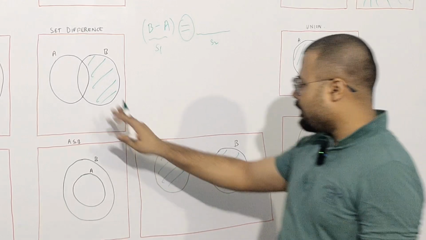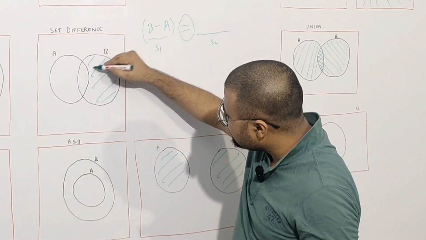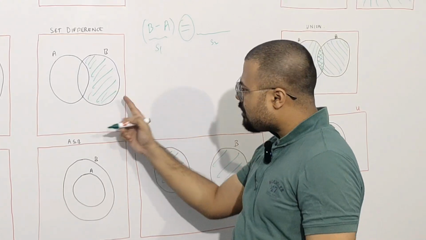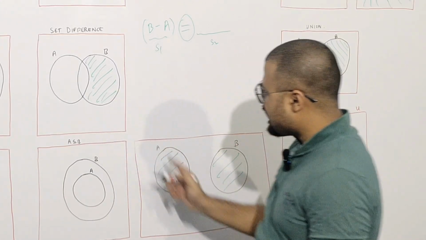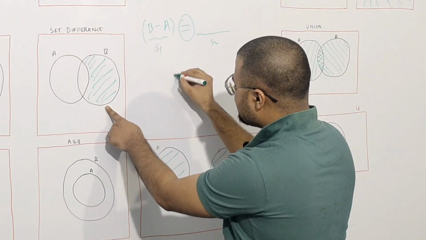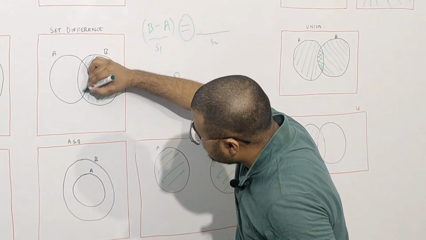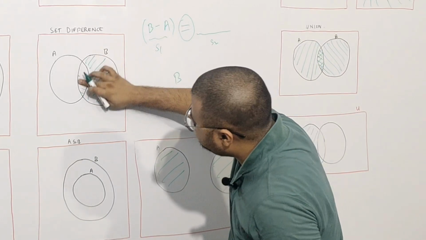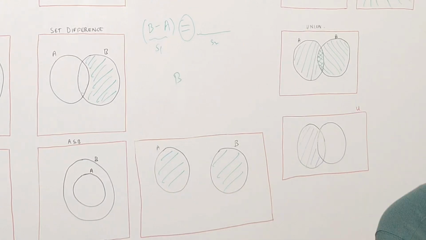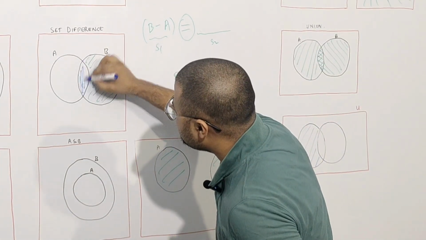How? For example, look at this. This is your region that you want. Can I not say that from the set B, I want to remove this region from the set B? I want to remove this region.